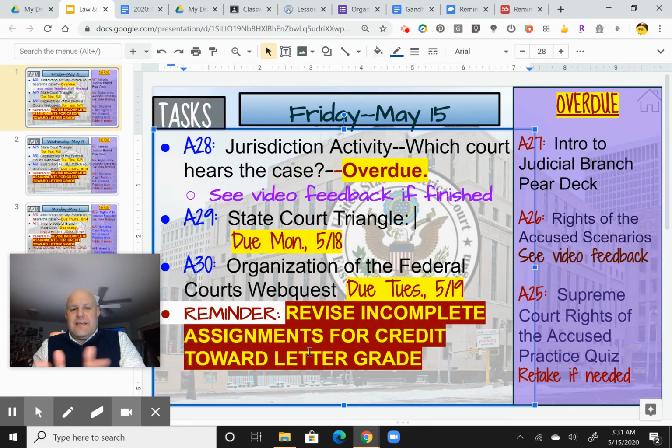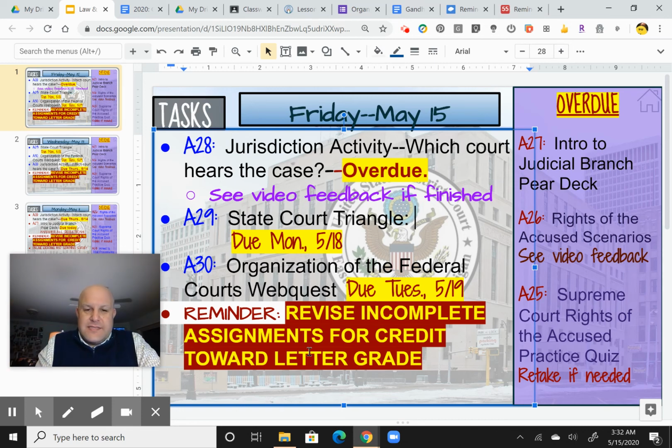So again, today, nothing new. The state court triangle is due Monday, end of the day. Federal court organization, the federal court webquest, is due Tuesday. On Monday, I'll probably have mostly a pair deck, I think, is my plan, on the Supreme Court, as it's near and dear to my heart and is new information, since obviously we have nothing new today.